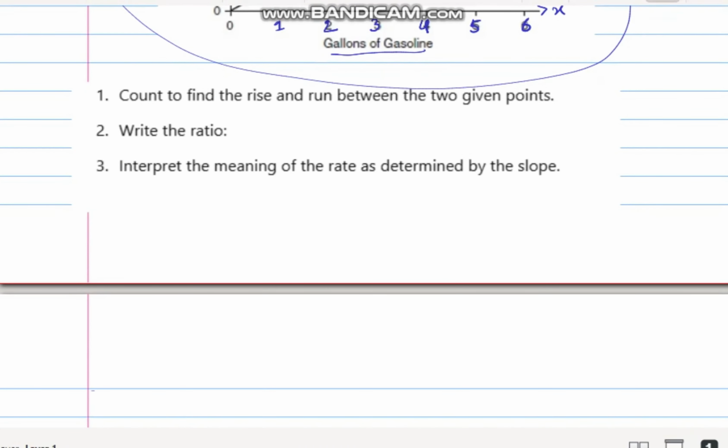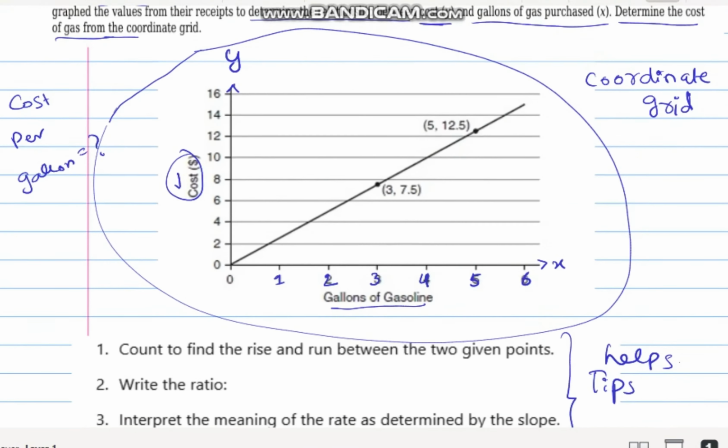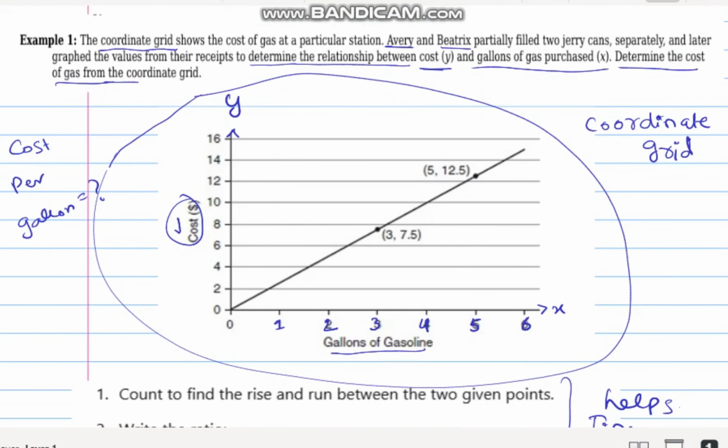Now how to solve the question? We have been given some steps here. These are just tips on how to solve the question. They are basically helping us. These are the steps to be followed. Now, first of all, look at the graph. This is very important information. Look at the grid. Let me take the pen. This is one point, this is another point. The points are given to us.